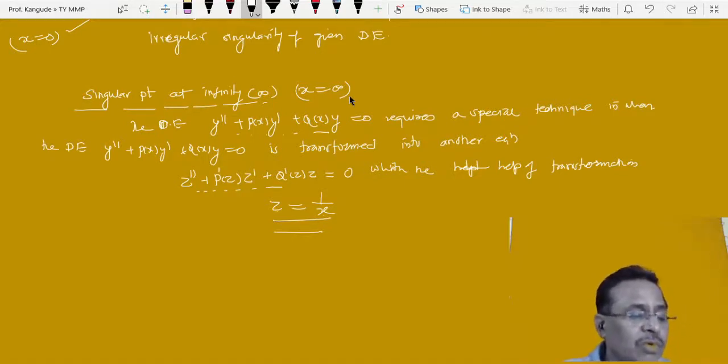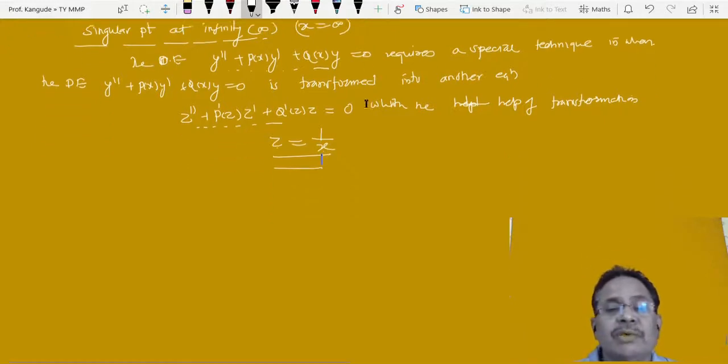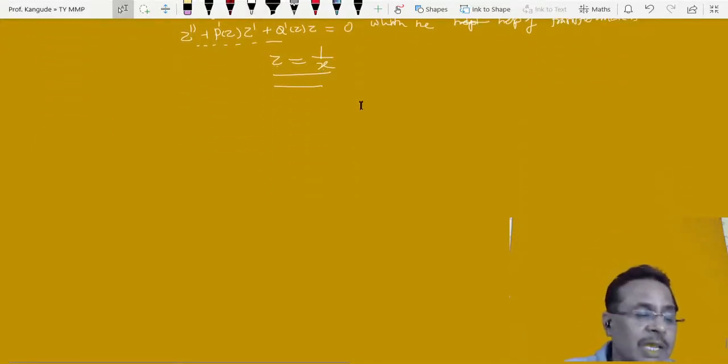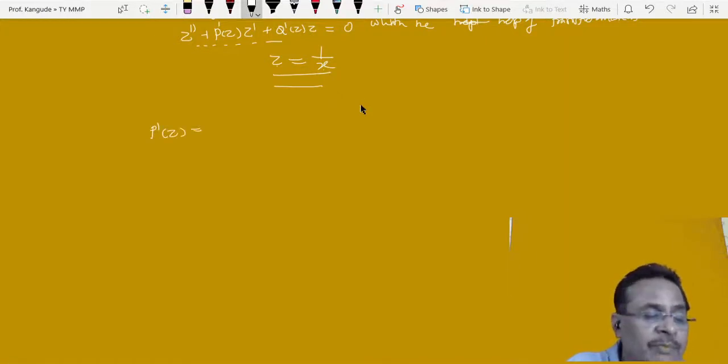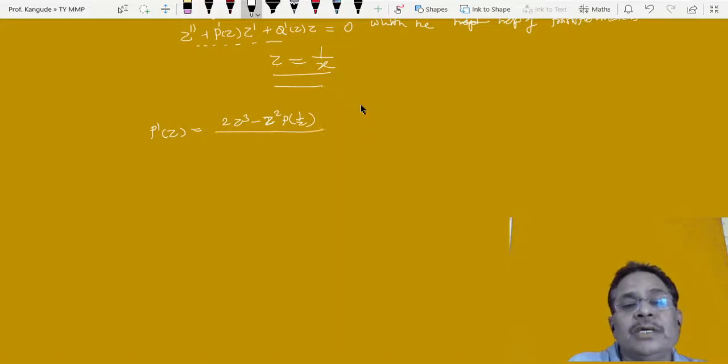Actually I am not going to give all these things, but this transformation gives me something very special, and these are two terms. p dash of z is obtained to be twice z cube minus z square into p of 1 upon z, divided by z raised to 4th, and q dash of z, this second coefficient, is obtained to be q of 1 upon z divided by z raised to 4th.